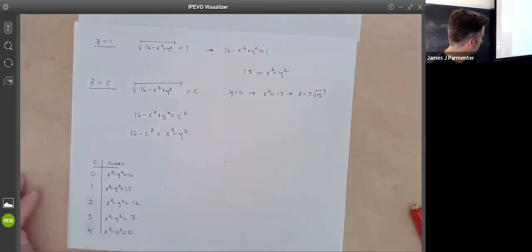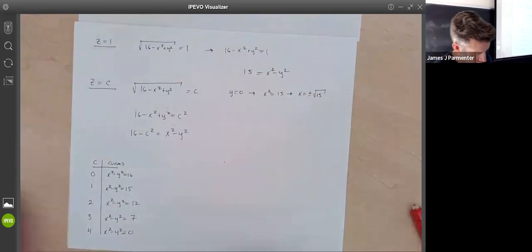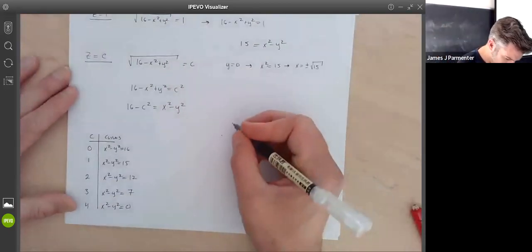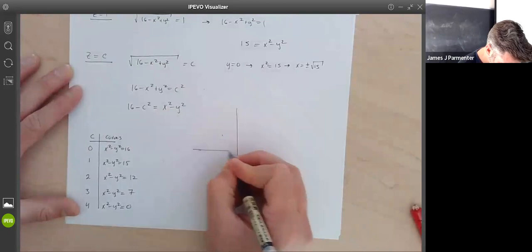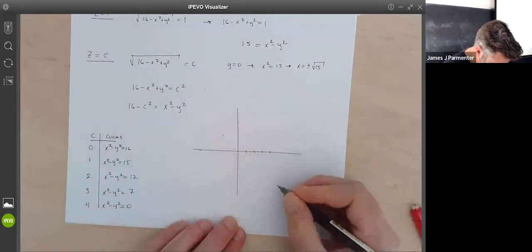Oh, sorry, you can't see that. X squared minus y squared equal to 0 is kind of weird. So I'm going to try and draw this again just so it's not too terrible.